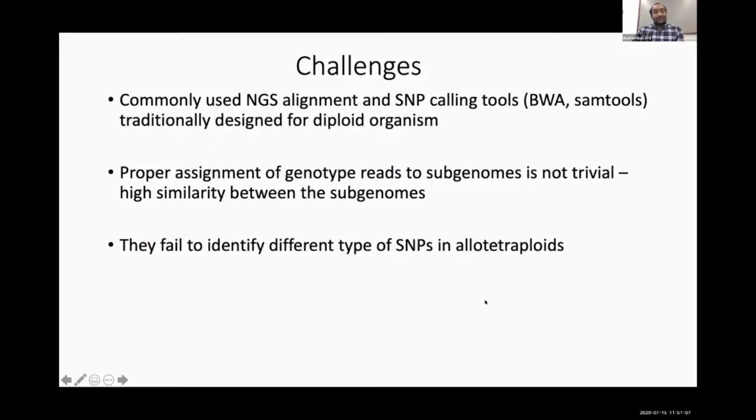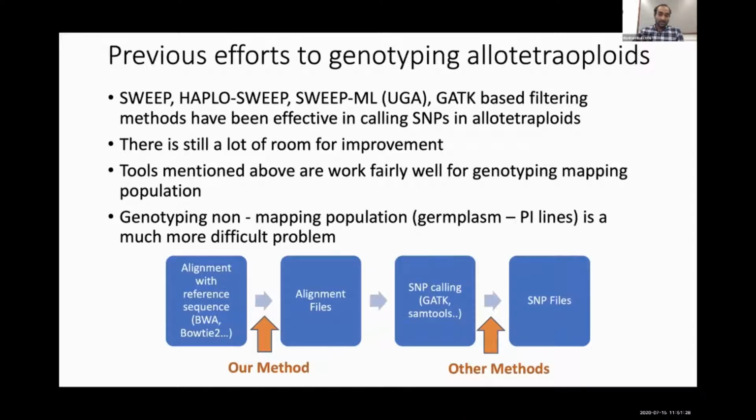But the challenge is that the most commonly used pipelines to identify SNPs are traditionally designed for diploid organisms. Proper assignment of genotype reads to subgenomes is not trivial because of the high similarity between the subgenomes, and they fail to identify these types of distinctions in allotetraploids. There have been previous efforts to genotype allotetraploids: tools like Sweep, HaploSweep, and SweepML, all developed by the University of Georgia. There have also been reports of GATK-based filtering methods that have been effective in calling SNPs in allotetraploids. But this is a complex problem, and there's room for improvement.